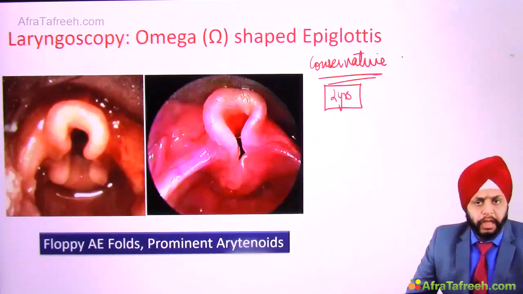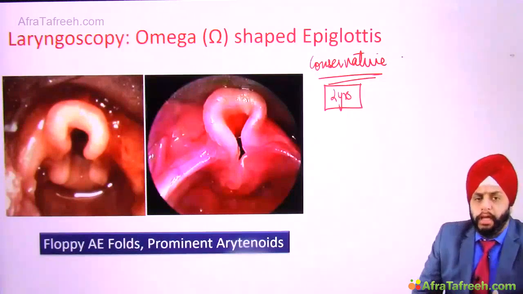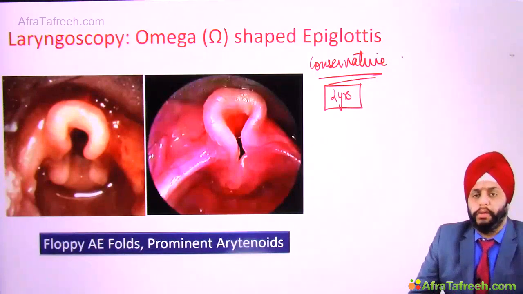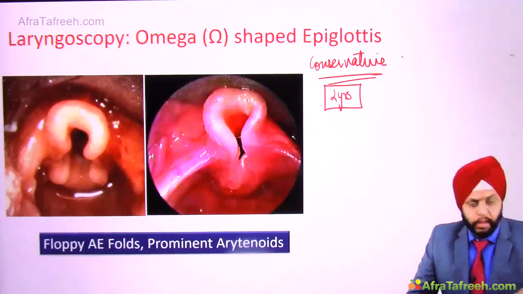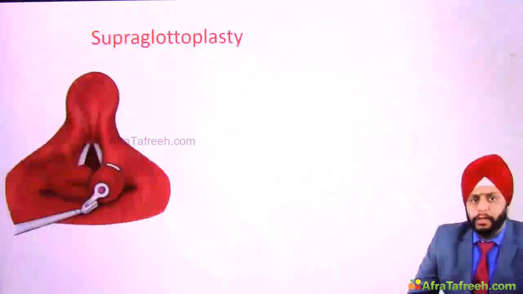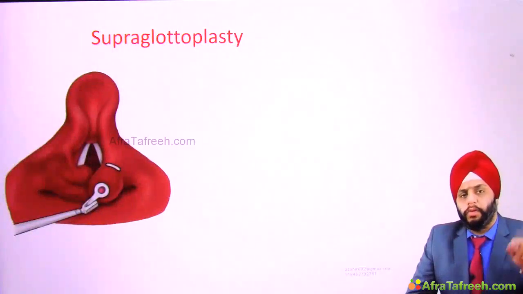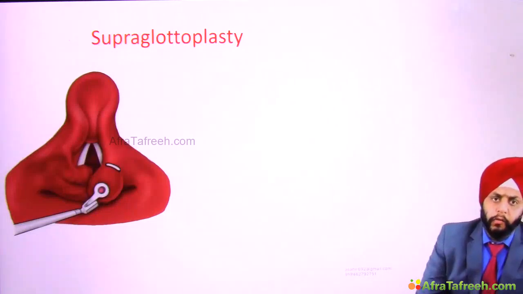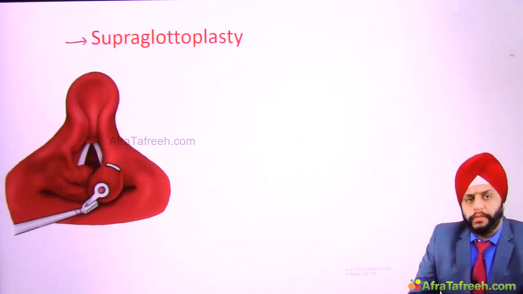Why? Because this question has been asked: which congenital condition of larynx disappears on its own by 2 years? The answer is laryngomalacia. Now, sometimes it may not disappear. If it does not disappear, then we need to do a surgery, and that is known as supraglottoplasty.